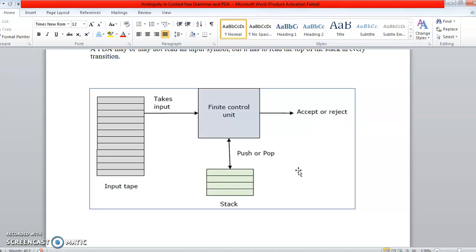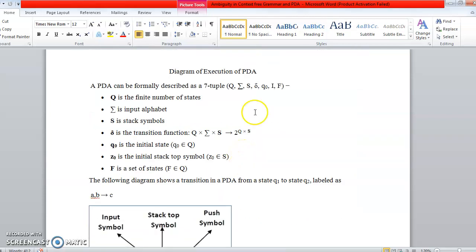This is the fundamental that I am telling you. That means from the input string, from the input tape, the input symbols will be accepted by the state, and in parallel the push and pop operations will be held on the stack, and ultimately the state will transit to another state. That is the fundamental of the push-down automata.